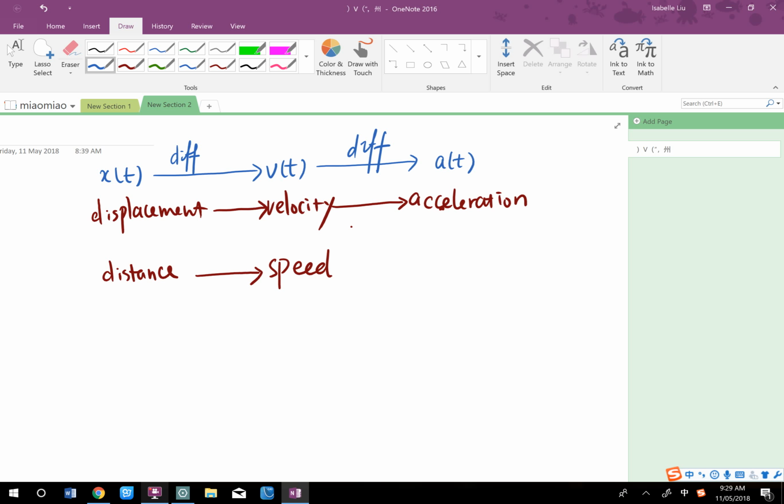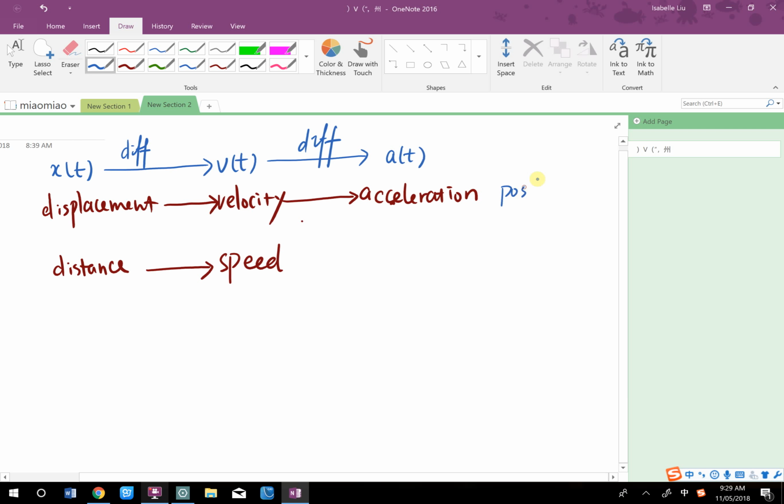We also need to know that displacement, velocity, and acceleration can be positive or negative. They can have positive or negative values, because negative and positive mean the direction, whether it's to the right hand side or to the left hand side.